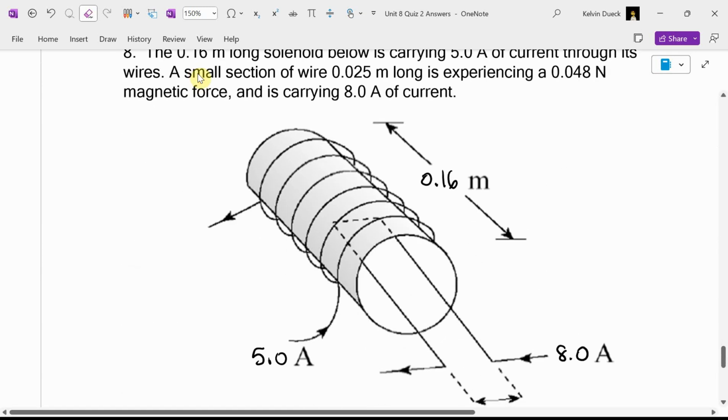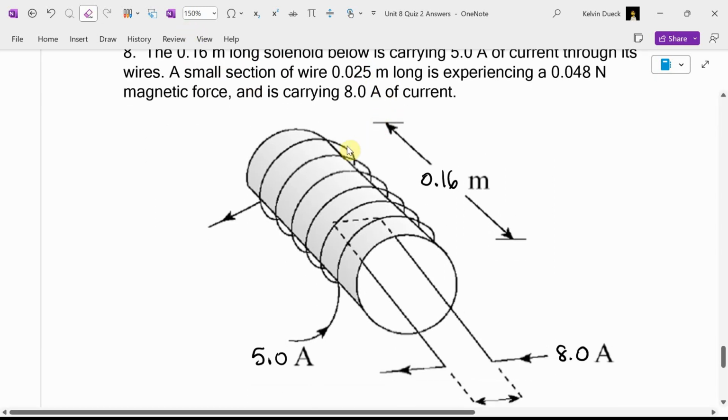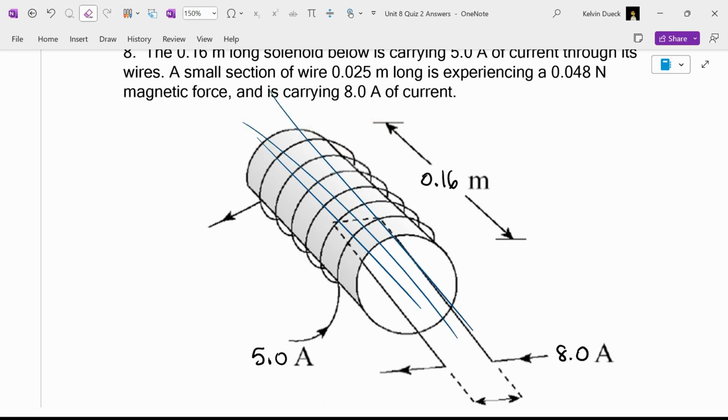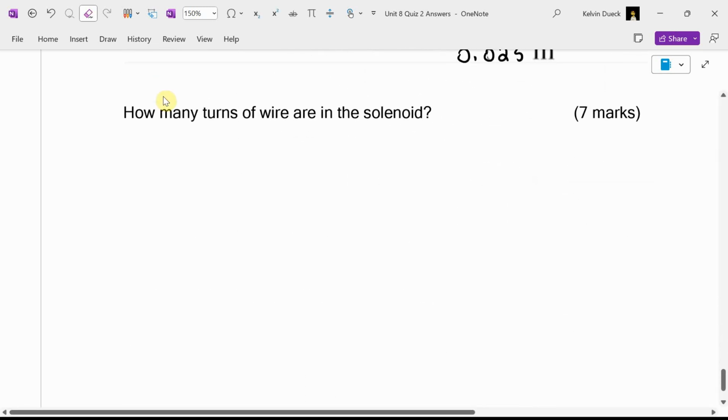I like number 8. This solenoid is carrying 5 amps of current, so it's basically having a uniform magnetic field inside there. Now, that magnetic field is exerting a force on this tiny chunk of wire right there. Why isn't it exerting a force on these 2 longer chunks? Because they're parallel to the field. It wants me to figure out how many turns of wire are in the solenoid.